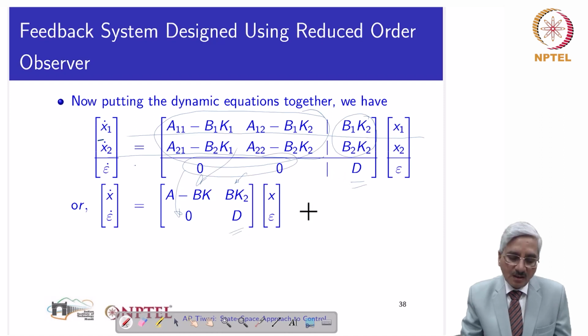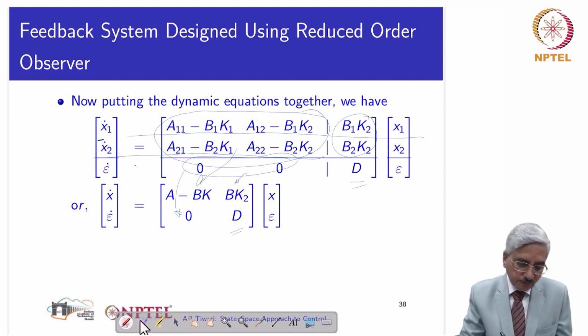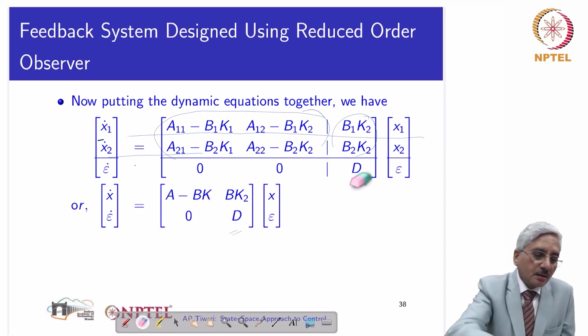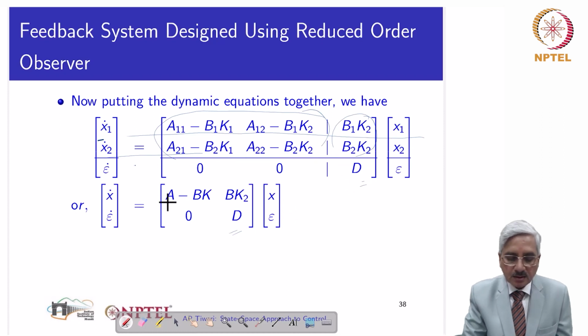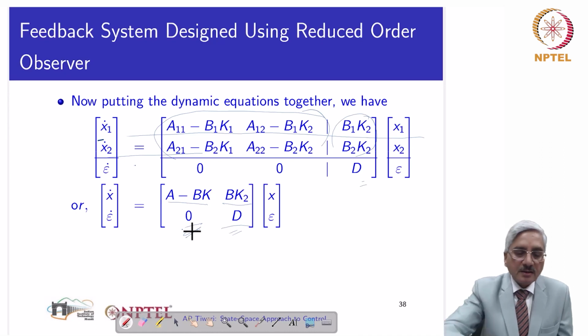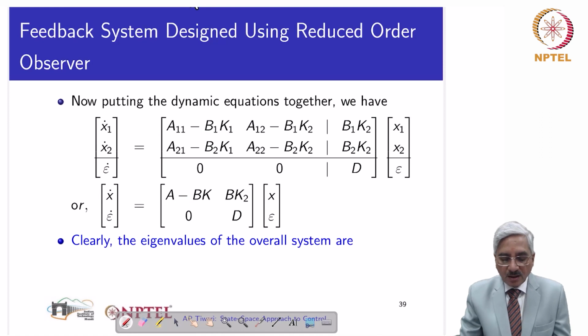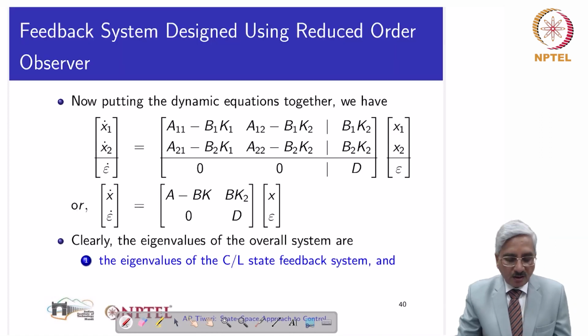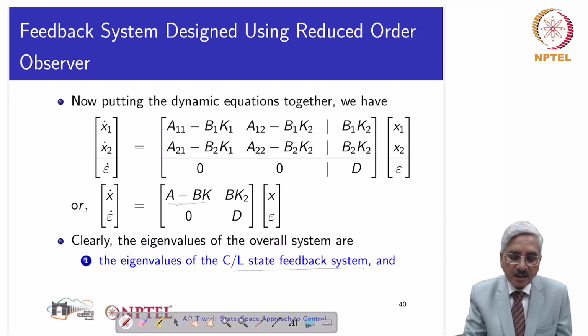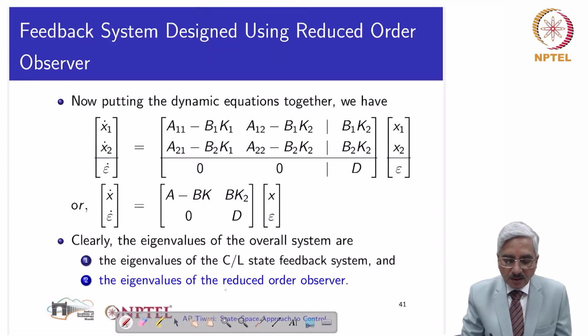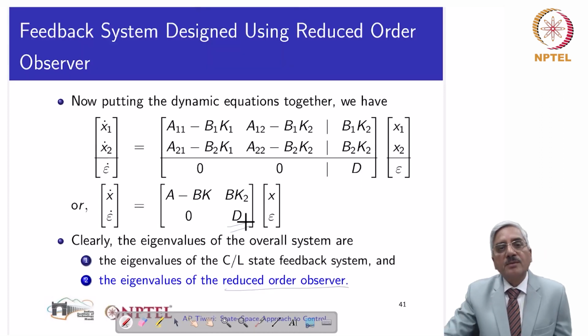Now again, this system is upper triangular. We can see this system is again upper triangular. This A minus BK, D, BK2, but this is 0. So again, the eigenvalues of the overall system are the eigenvalues of the state feedback system A minus BK, and the eigenvalues of the reduced order observer characterized by the matrix D.